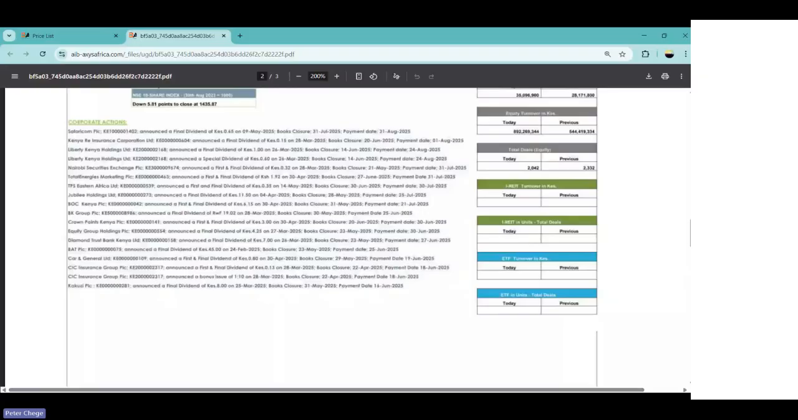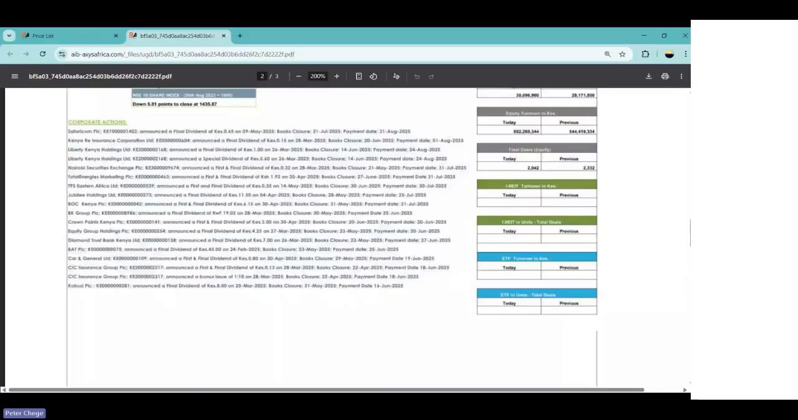If you have 1,000 shares, you only need to multiply by 0.65. So let's say you have 10,000 times 0.65, that's around 6,500. You subtract 5% withholding tax. That's what will be sent on 31st August, the payment date.